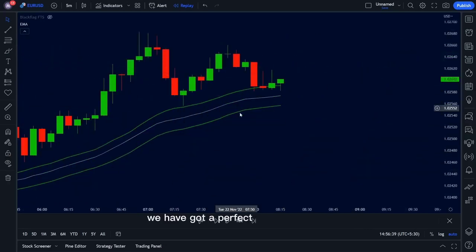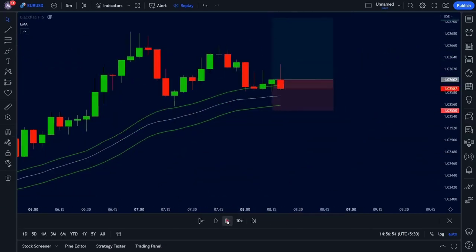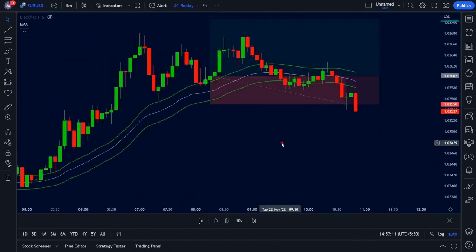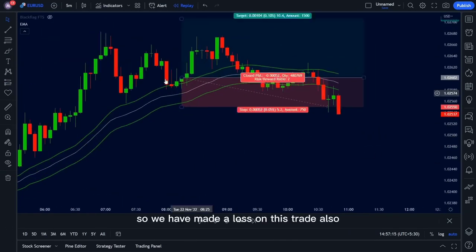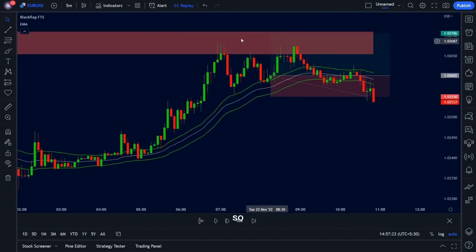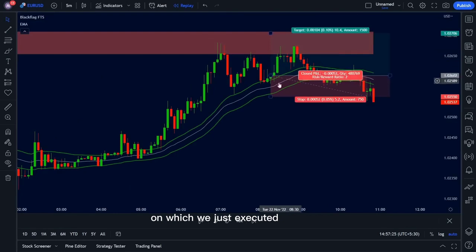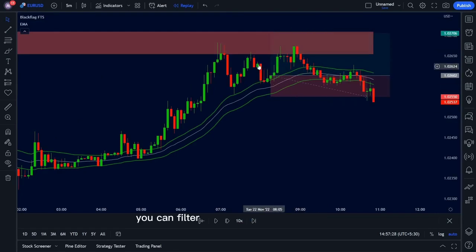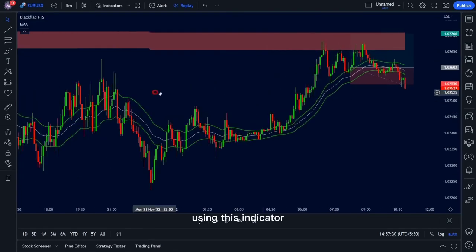We have got a perfect buy signal here. So we have made a loss on this trade also. So now let's look at the second indicator, it's red. So this was a fake signal on which we just executed the trade. You can filter out those fake signals easily using this indicator.